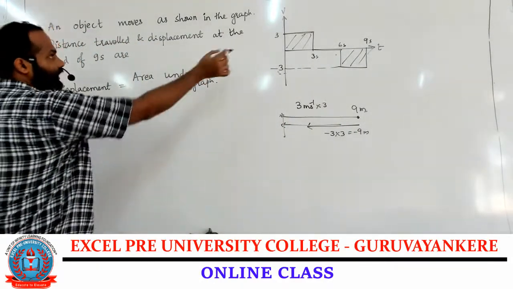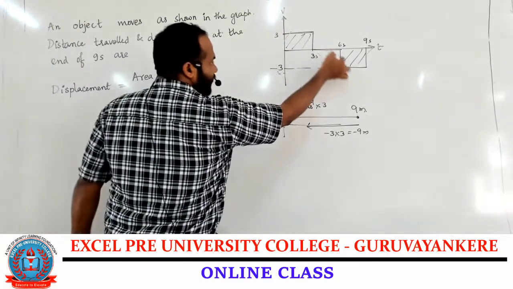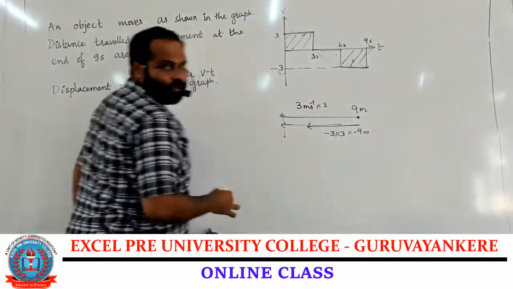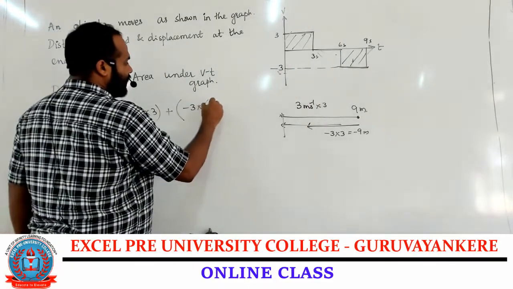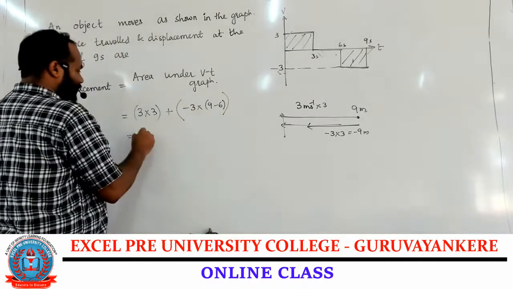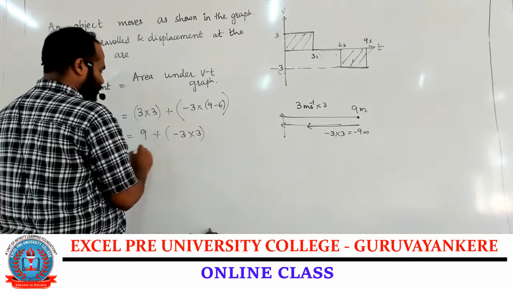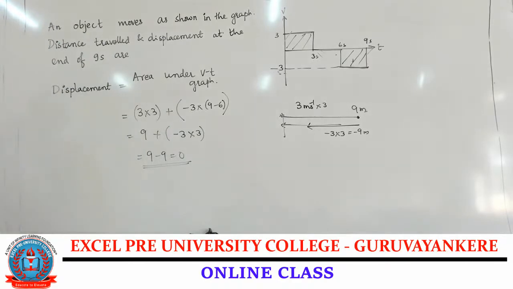Suppose if you do that here, area under VT graph, 3 into 3, there is no area here, this is the area covered by VT graph. It is plus 3 into 3 minus 3 into 3, 9 minus 9, 0 should be the displacement. Is that clear?